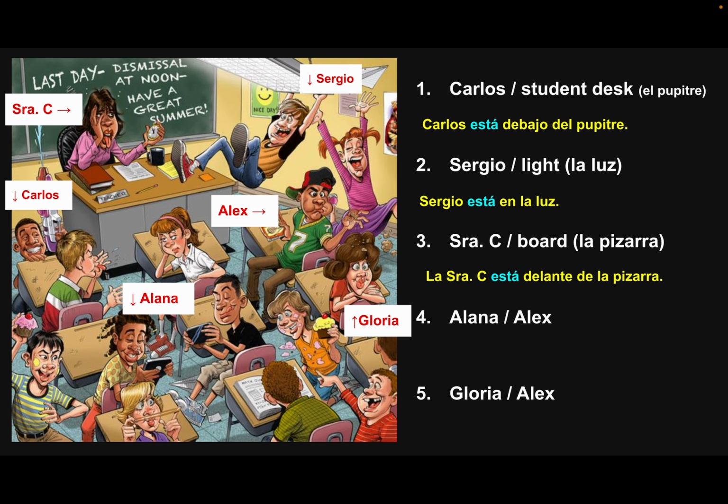Alana to Alex, we could say that they are next to each other. Alana está al lado de Alex. And then Gloria to Alex, I don't know, you could say she's behind him. So Gloria está detrás de Alex. See?